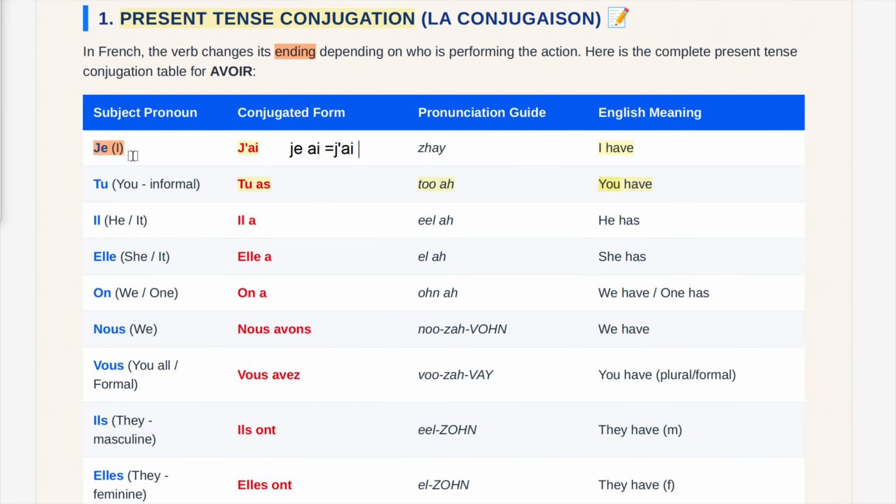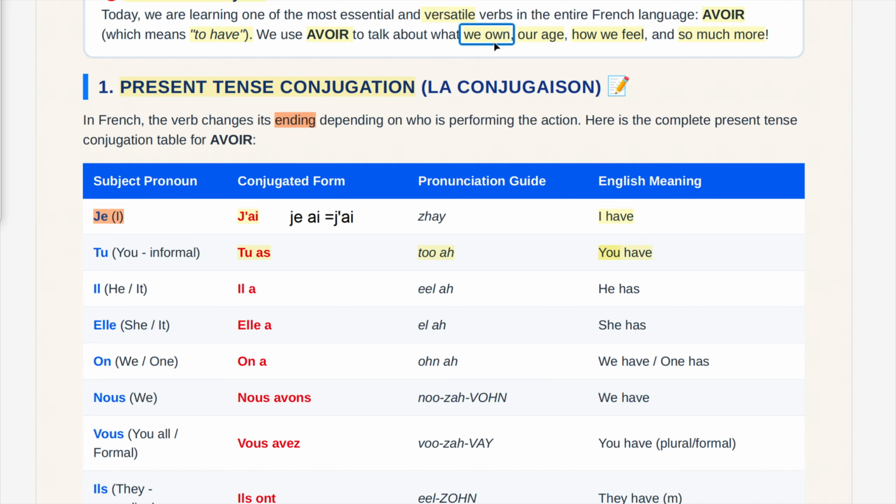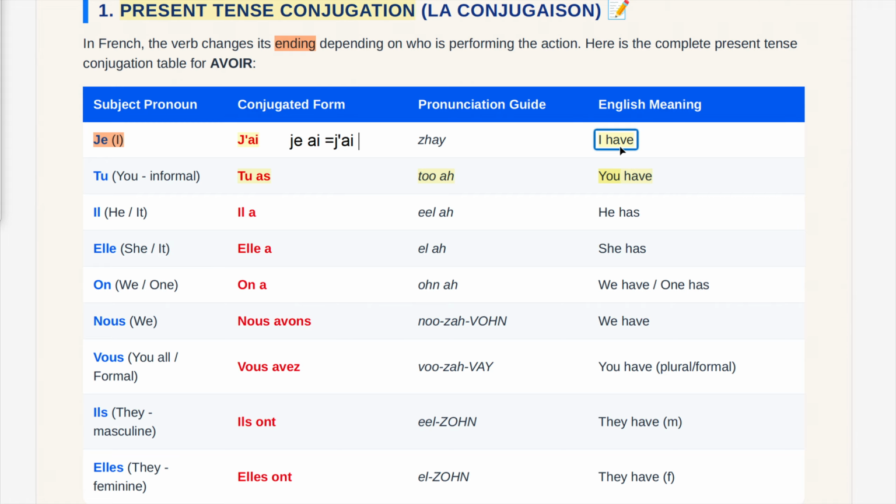Je means I, d'accord. If you want to say I have, first category, something you own. For example, you own a car. How will you present that I own a car? You'll obviously be saying I have a car, d'accord. So what will you say to I have? To I have you can say j'ai, d'accord, j'ai, J apostrophe AI.